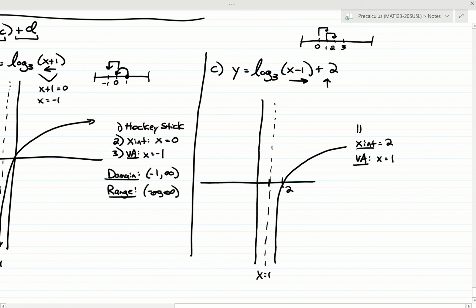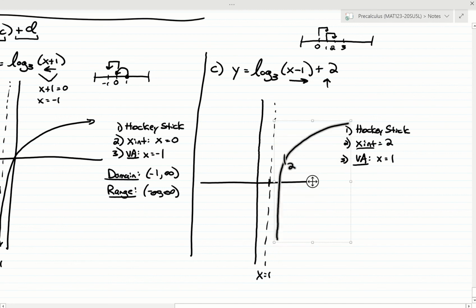And we still have our hockey stick shape. And for our domain, actually, you know what? I forgot about the 2. We're going to have to move this graph up 2. So 1, 2. And it's a little bit unsure now how to get the x-intercept. I forgot about that +2 there. So we'll learn in the next section how to figure that out.